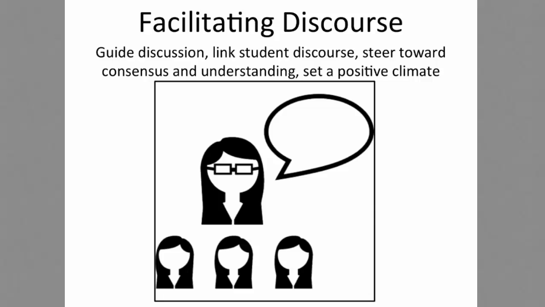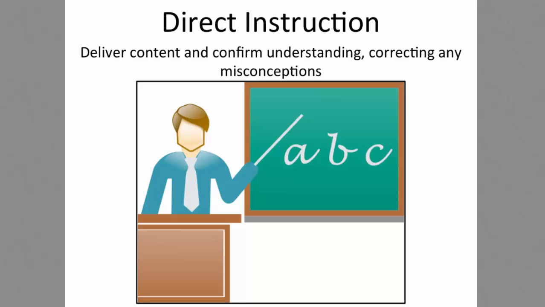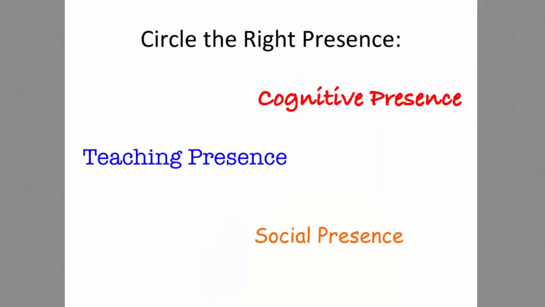Facilitating discourse, as we've already talked about. You need to guide discussion, link students together in what they're saying, steer them towards consensus, and very importantly, set that positive climate. And then lastly, the one that we probably think of the most is direct instruction, because our image of the teacher sometimes is as lecturer, but this is really about delivering content, but also confirming that the students do understand what you're saying and helping to correct any of their misconceptions.